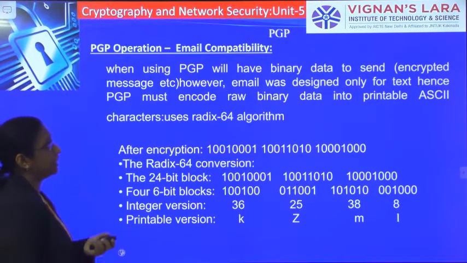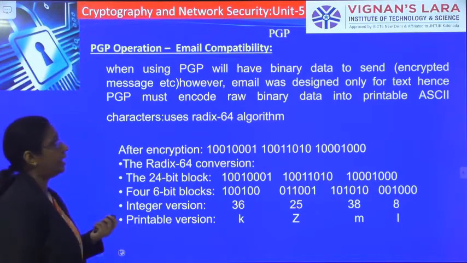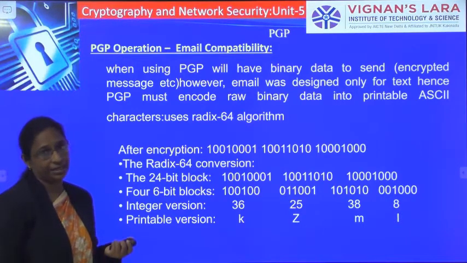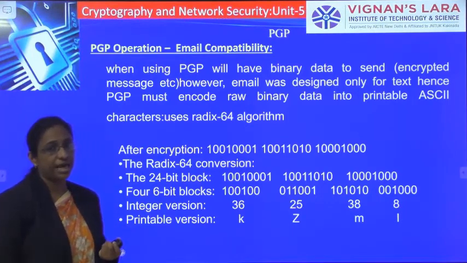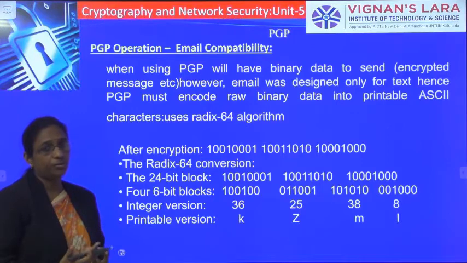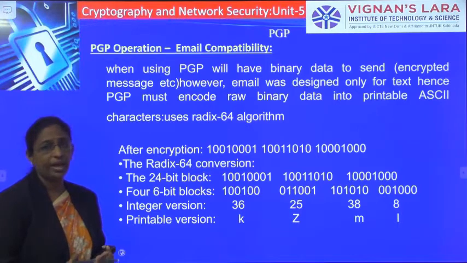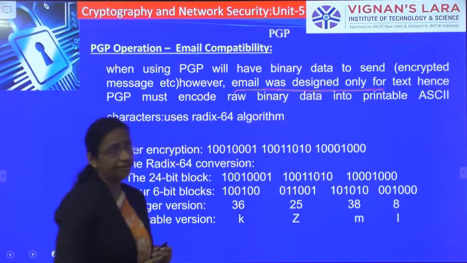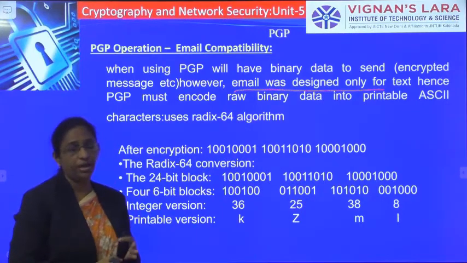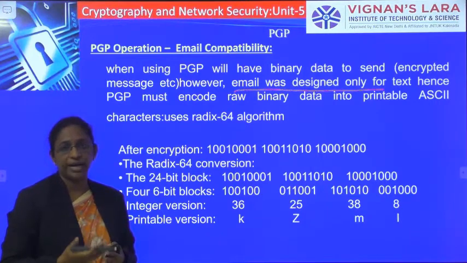And the fourth service, or operation, that PGP provides is email compatibility. After performing the encryption, the output is nothing but binary data, an encrypted binary stream of data. Since email was designed for transmission of text only, it supports only printable characters. It does not support transmission of binary data.